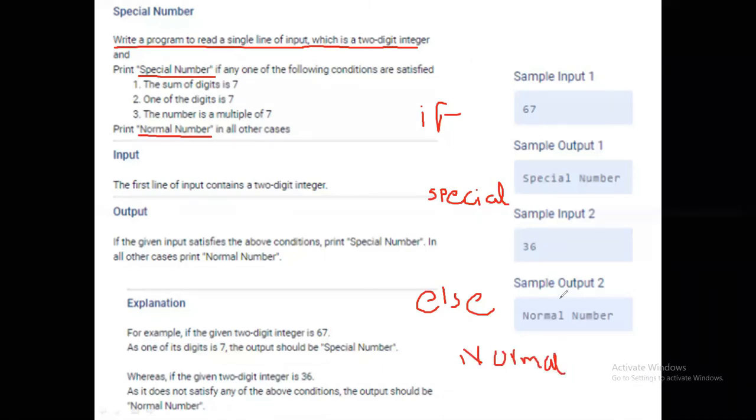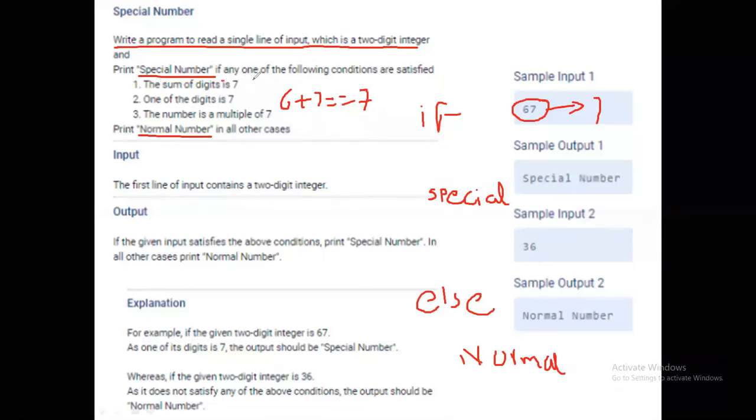Now here, what is the condition? The sum of digits is 7. You are going to read a number. The sum of these two digits is 7, that means 6 plus 1. If it is equal to 7, then you are going to print special.